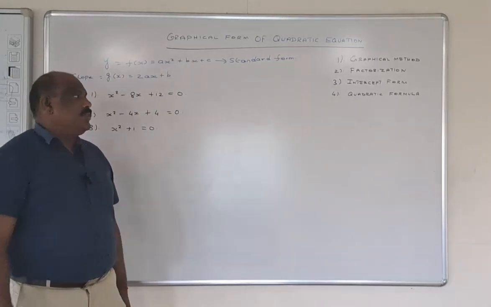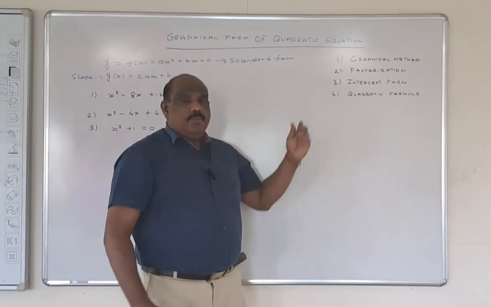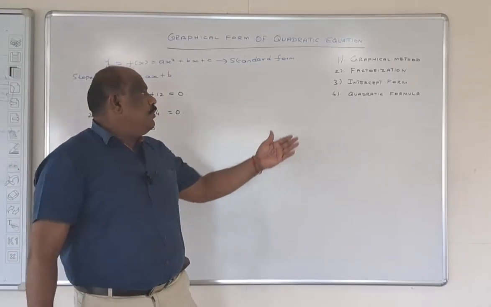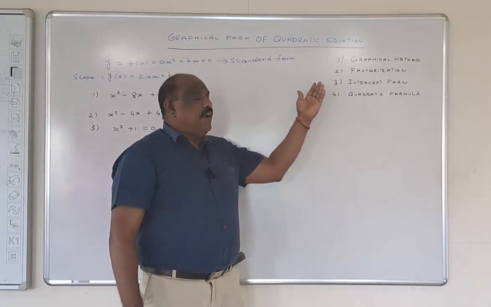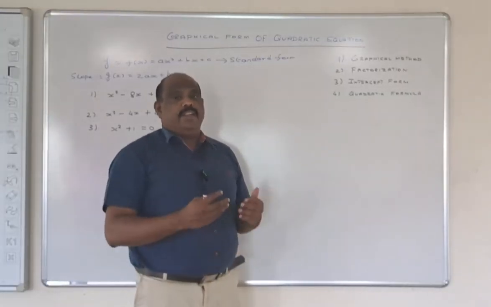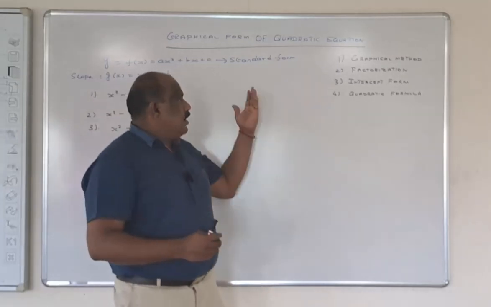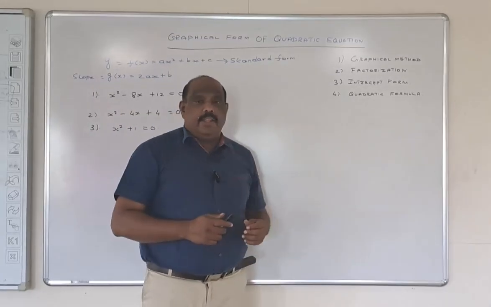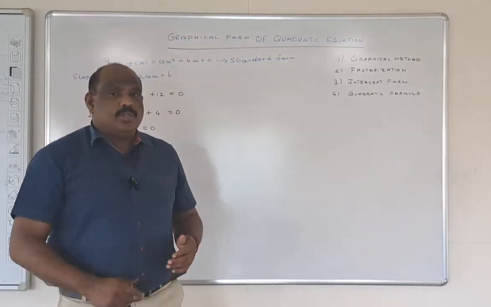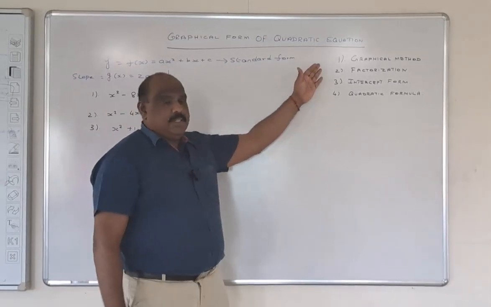There are also other forms, called the intercept form, and there are many methods to solve the quadratic equation, starting from the graphical method, going by factorization, as well as using the intercept form to find the roots of this quadratic equation, and also we can derive the quadratic formula by which we can get the roots. There are many methods.